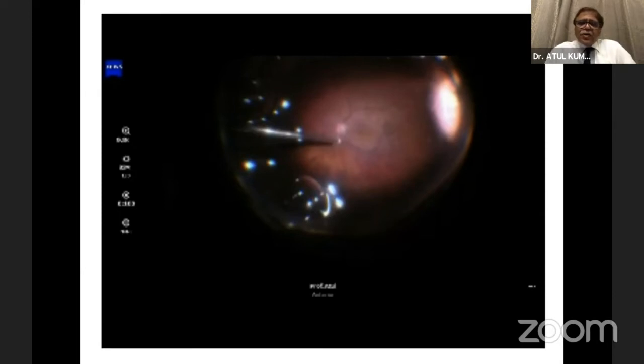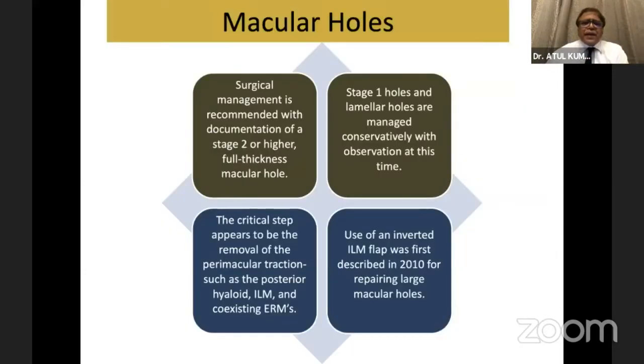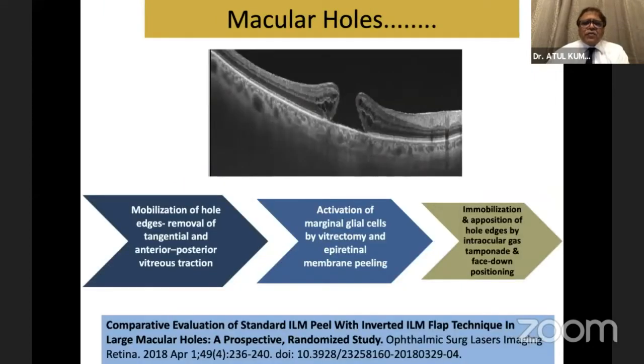No, and also ILM peeling in such cases may actually damage the macula more than he would actually have his vision. The quality of vision may be much better before surgery. So I remove the ERM and that's it. Put some gas, short acting. Ask him to sit propped up. So macular holes I've already told you.